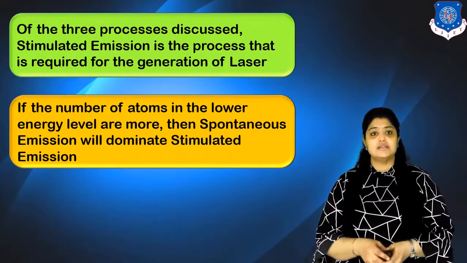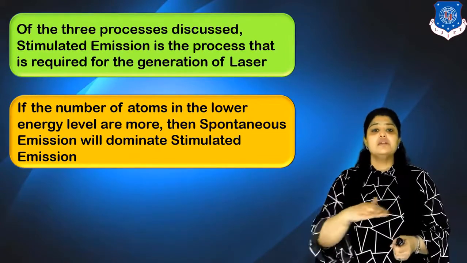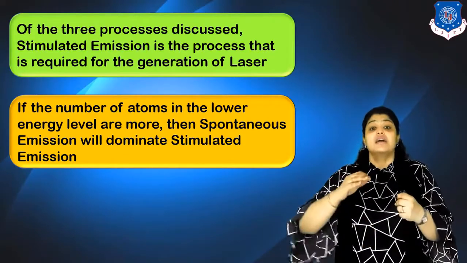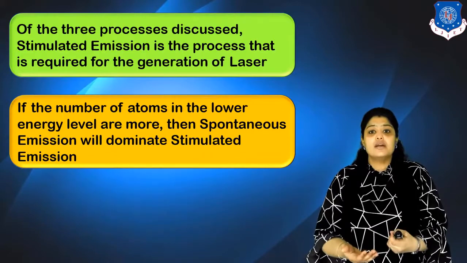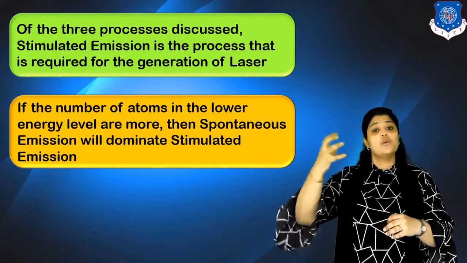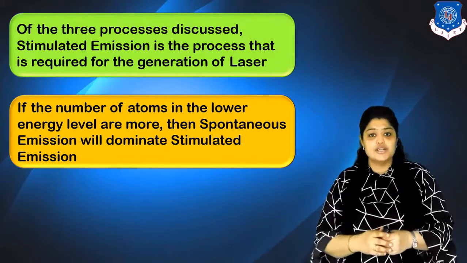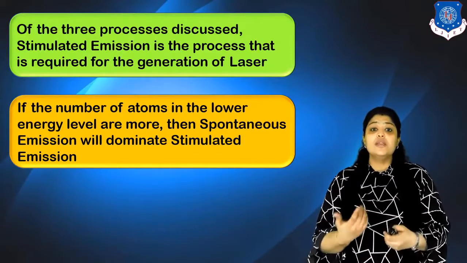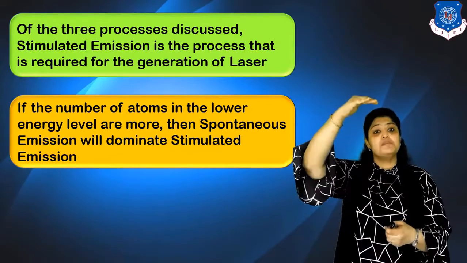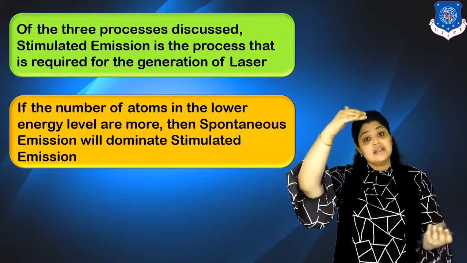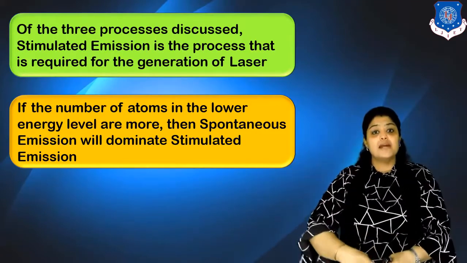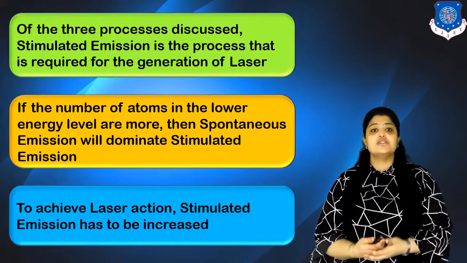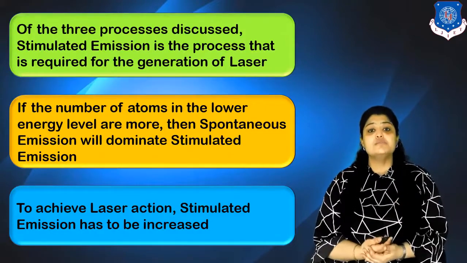So of these three processes, if I say I have more atoms in the lower energy level and I incident energy, what will happen? Which process will occur? It is induced absorption which is likely to occur, because all the atoms are in the lower energy level. They are going to absorb the energy and move to the higher energy level. So that is not going to give us stimulated emission. So for stimulated emission, what do we require? We require that more atoms should be present in the higher energy level, because only then, if the radiation is incident, these atoms will come down, giving us a coherent beam. So we say that to achieve laser action, we should increase the rate of stimulated emission.